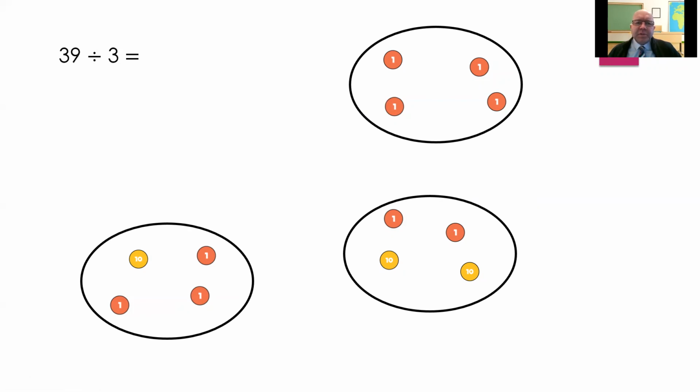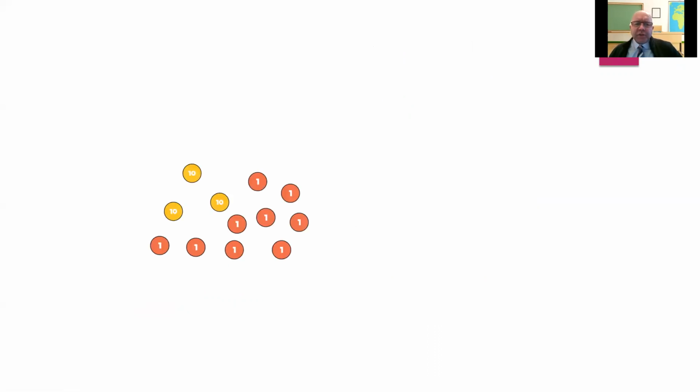This is a big, big mistake I've made. Yes, I've put 4 counters in each one, but they're not equal. We've not got equal amounts in each one. Okay, so make sure when we're dividing, it's how many equal groups can we make. So let's try that again. There's our 39, 1, 2, 3, 4, 5, 6, 7, 8, 9, and we're going to divide it by 3.